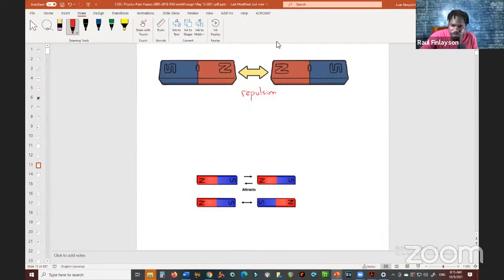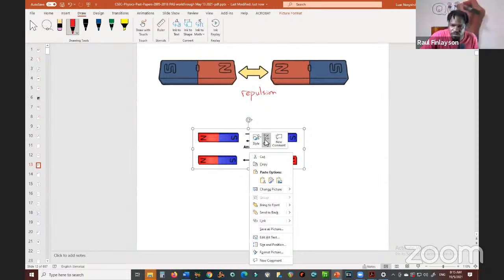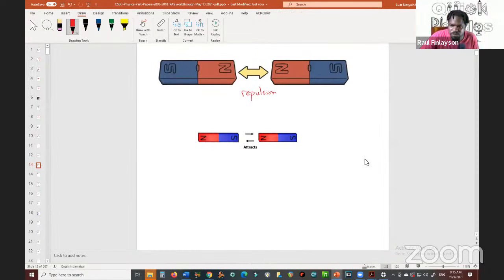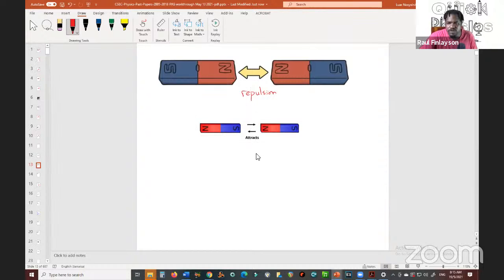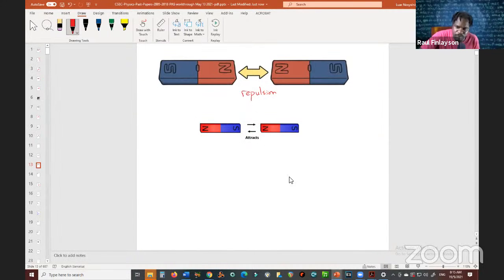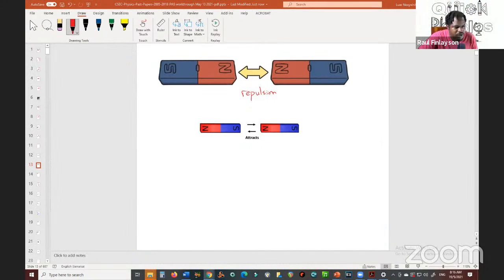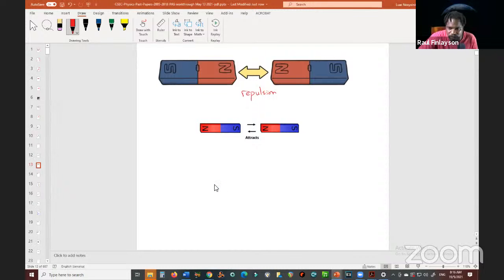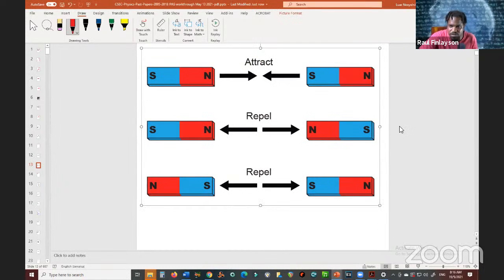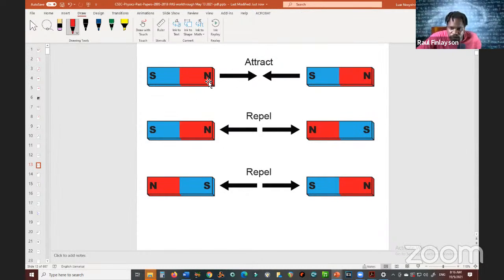And then of course we have attraction here with the opposite poles. And so the issue is, guys, that if we were to walk around a magnet, we're going to experience a different force depending on which part of the magnet we are located. So that summarizes the entire thing we're talking about here. Opposite poles attract, same poles repel.